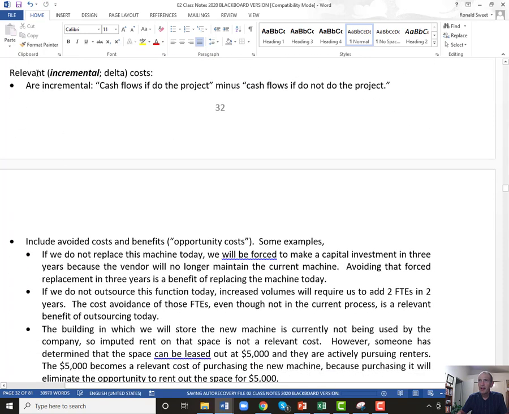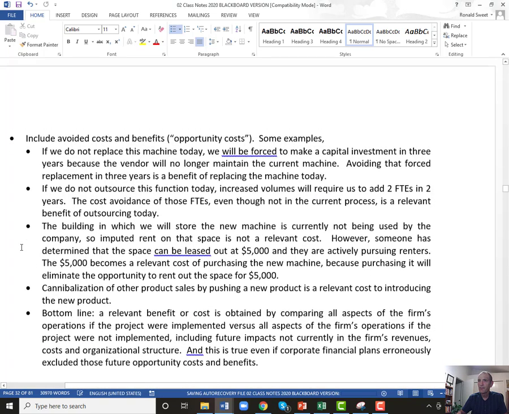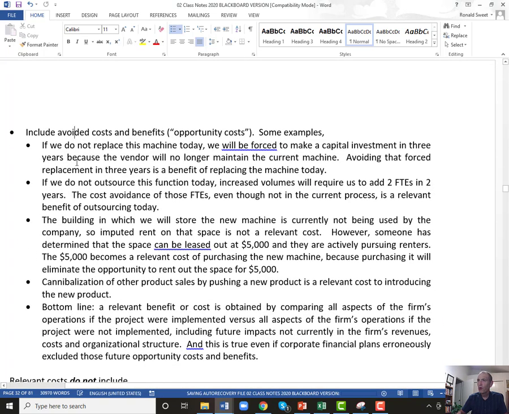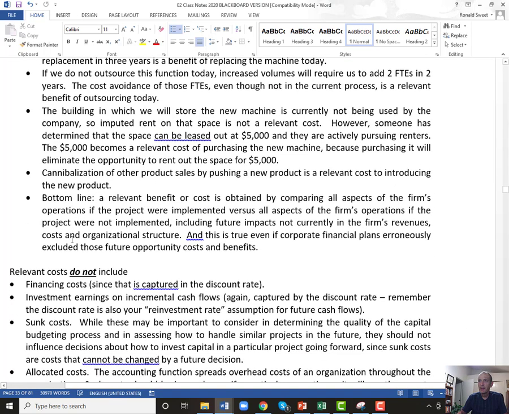What kind of cash flows do you use? Only incremental cash flows. The cash flows if you do the project minus the cash flows if you don't do the project. You include avoided costs. So if you do this today, you won't have to do this in the future. That avoided cost is a benefit. So I'll give some examples of that. So bottom line, anything that is different if you do the project versus if you didn't do the project, all should go into your analysis.